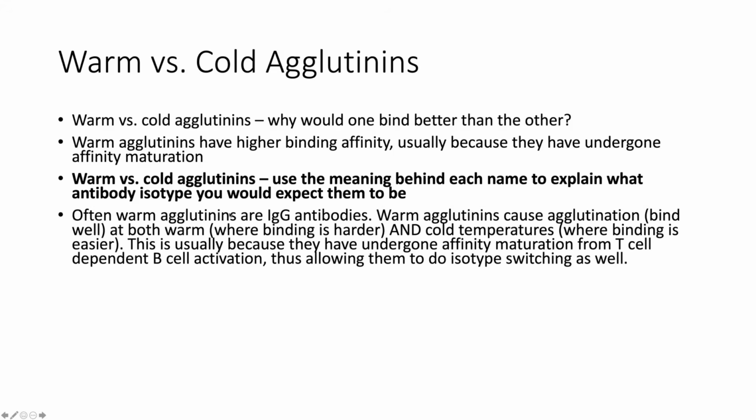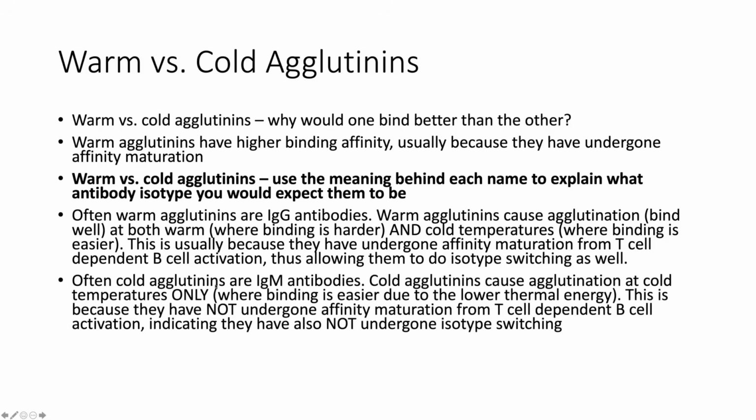Good. So warm agglutinins, again, cause agglutination at both warm temperatures and cold temperatures. This is usually because not only have they undergone affinity maturation, but they've also done isotype switching. But the big thing is the affinity maturation. So often cold agglutinins, as you said, are IgM for the reasons that you explained.